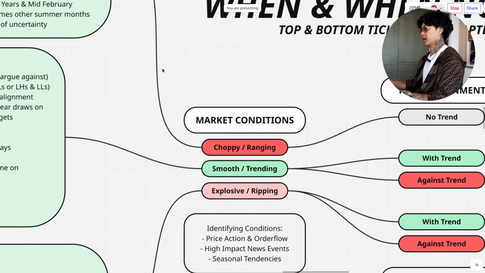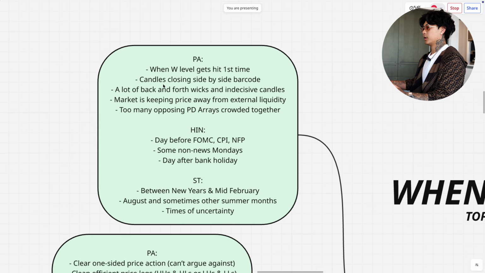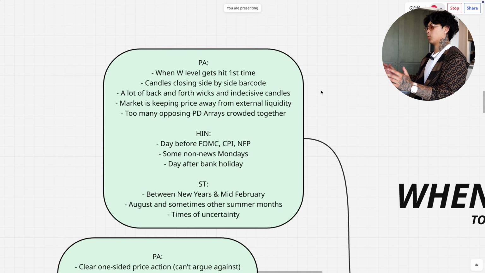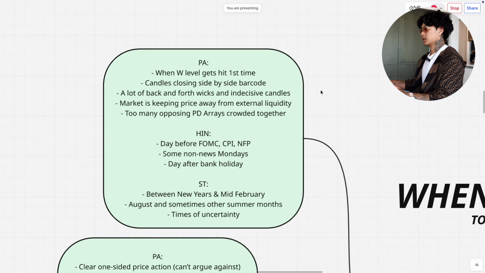Now, how do you identify this? Well, it's pretty simple, guys. This is simply when candles are closing side by side and we're not really making any higher highs or lower lows. If we are, we're certainly not closing outside of the range. So when does this happen?